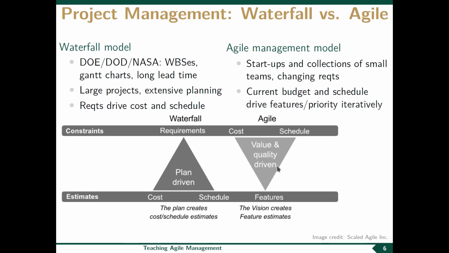Now, what is agile project management? You may be familiar with the more traditional waterfall model of project management, where the requirements of the product, or the thing that we are developing, drive the cost and the schedule. This is the approach that DOE, the Department of Defense, and NASA use, and you have acronyms like WBS, work breakdown structures, and Gantt charts. Typically these are long lead time, large projects where there's a lot of planning in advance, and there's not a lot of room for changing as the project gets underway.